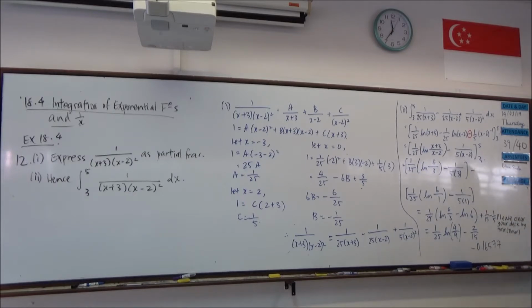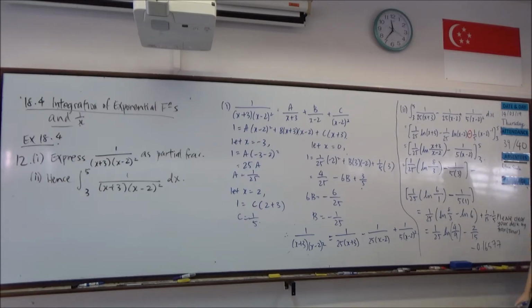Then I'm taking 1 over 25 ln 8 over 3 minus 1 over 25 ln 6 over 1. Essentially, I'm taking 8 over 3 minus 6 over 1. The reason why I'm skipping all these steps is because I want to squeeze my working over here.